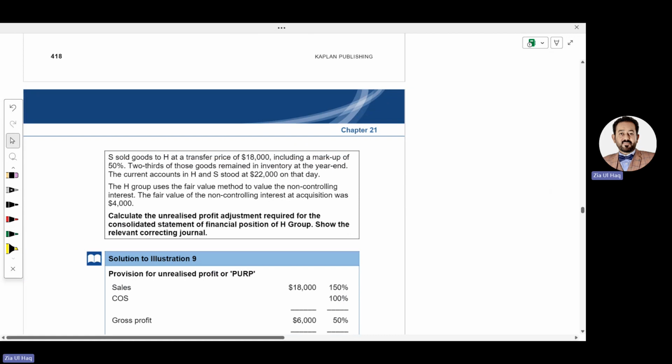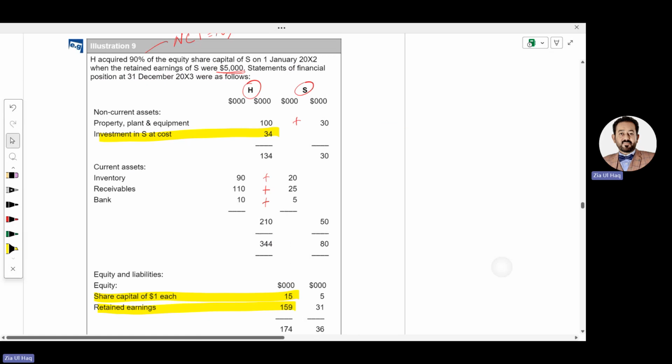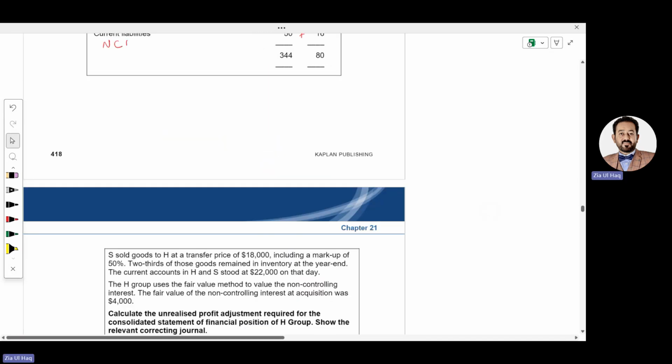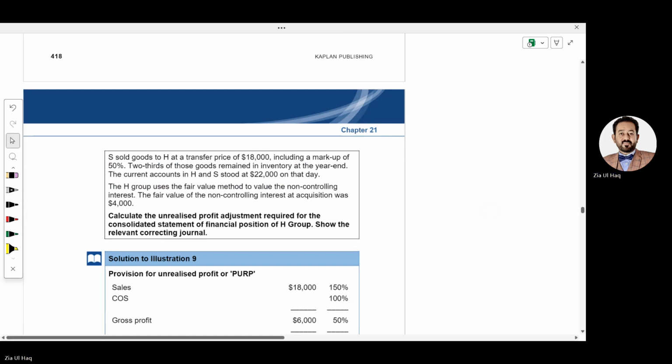S sold goods to H. Who is S? Subsidiary or parent company? Subsidiary. So subsidiary sold goods to parent company at a transfer price of 18,000. This means this is the selling price. And in this, sale is equal to what? Cost plus profit. What is the sale? 18,000, including a markup of 50%.